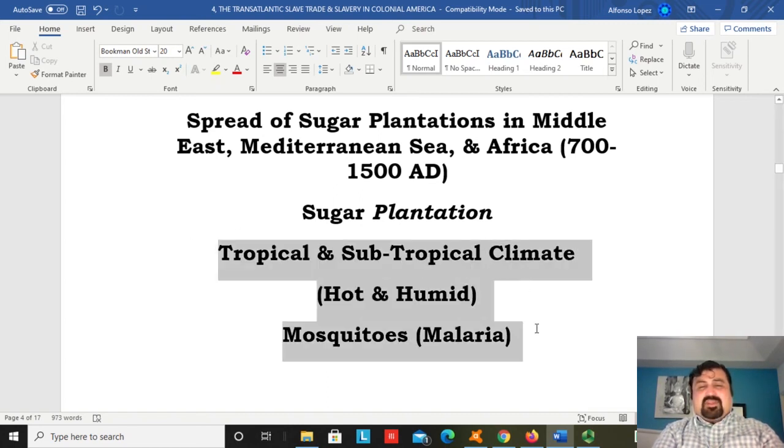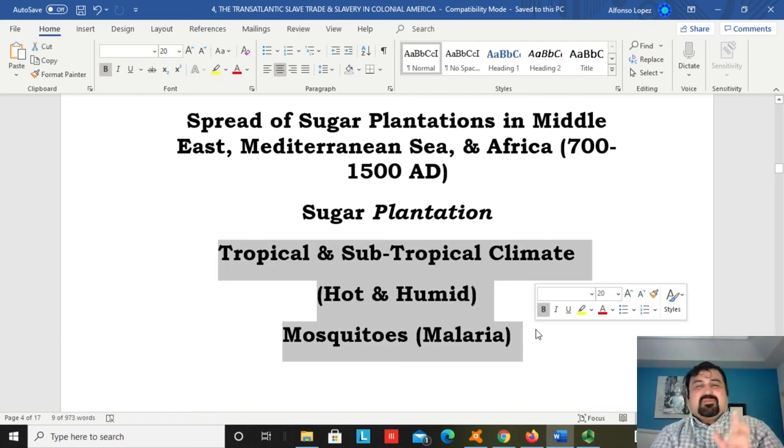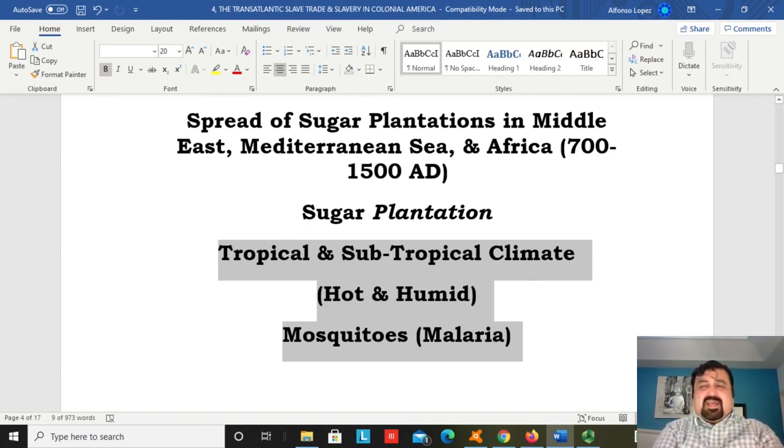that had the ideal environment for the growth of sugar, hot and humid, were also ridden with mosquitoes, which were carriers of a very lethal disease known as malaria. Malaria in the ancient world was lethal for a lot of people that had no previous exposure, no immunity to malaria. They would be dying within a couple of days after being infected by the bite of the mosquito, because this is an area that is ridden with mosquitoes, the plantations itself.